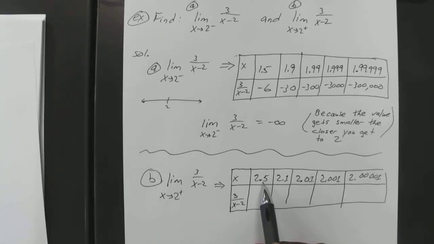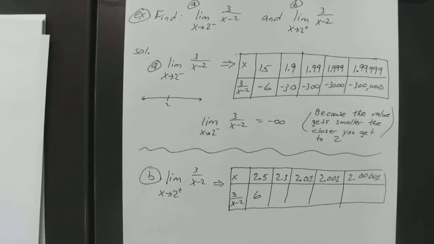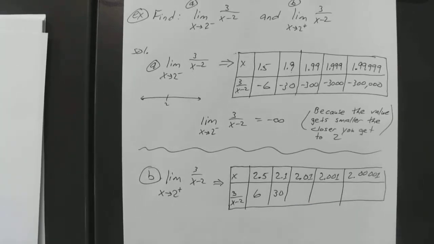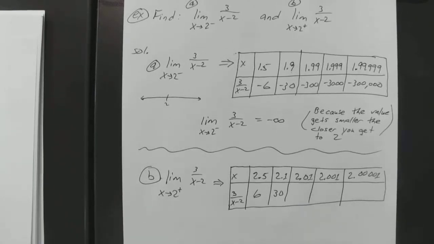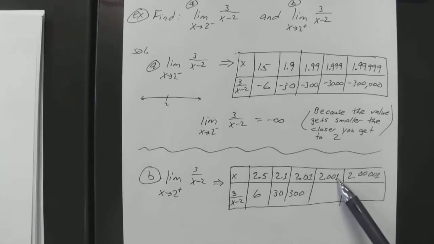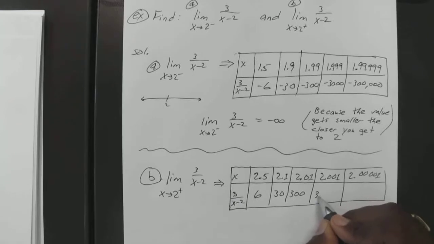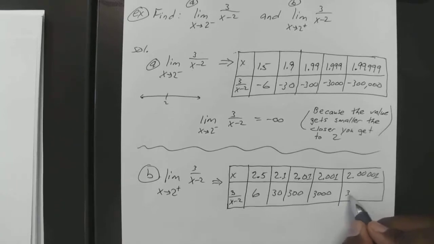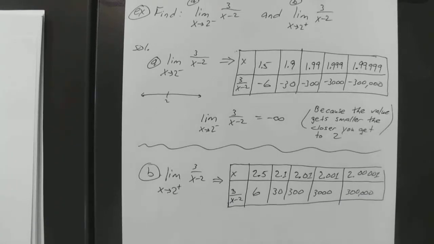Okay, so if we plugged in 2.5, we'd end up with positive 6. If we plugged in 2.1, we'd end up with positive 30. If we plugged in 2.01, we'd end up with positive 300. If we plugged in 2.001, we'd end up with 3,000. If we plugged in 2.00001, we'd end up with positive 300,000. If you plugged in 2.00001 and then added more zeros and put a 1, you get closer and closer. That number will get bigger and bigger and bigger.